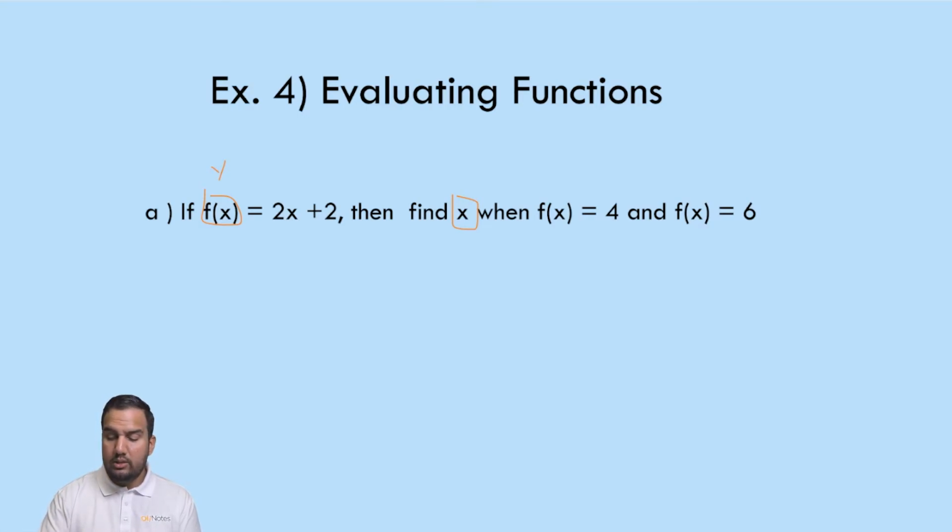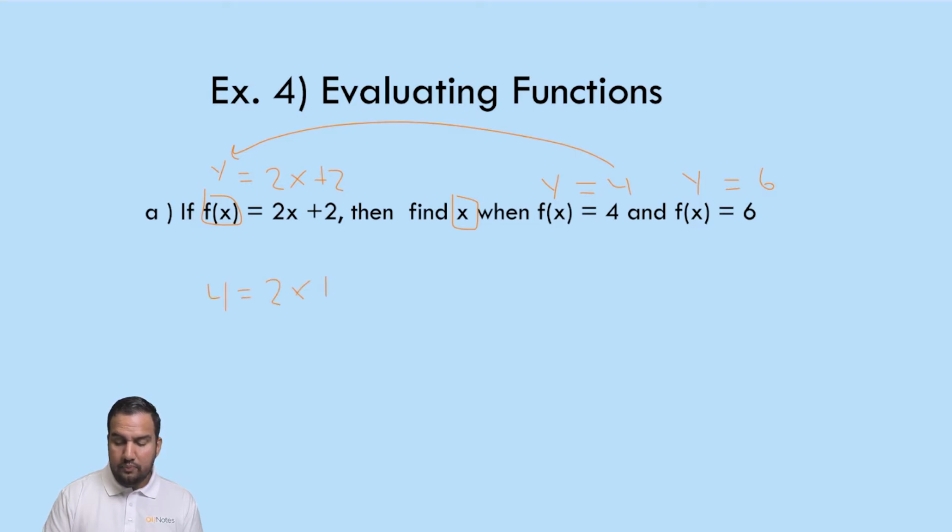They gave me 2 letters. They gave me y is equal to 4, and they gave me y is equal to 6. So remember, 2 different problems. This is the part where I like to put y equals 2x plus 2. Because if I do that, I now know that the value of y should go on the left-hand side. So now that I know y is equal to 4, I'm going to plug in the 4 into the y. It looks like this: 4 equals 2x plus 2.